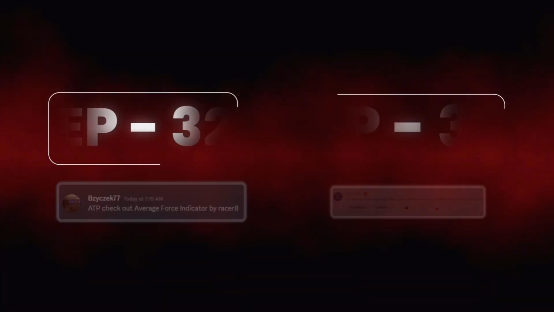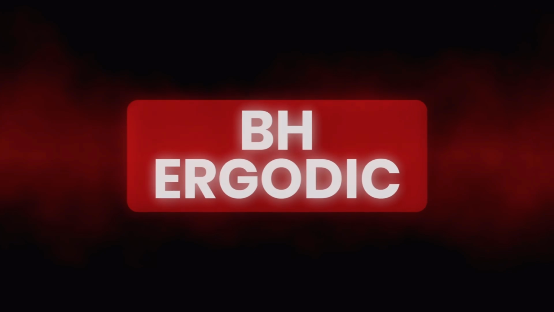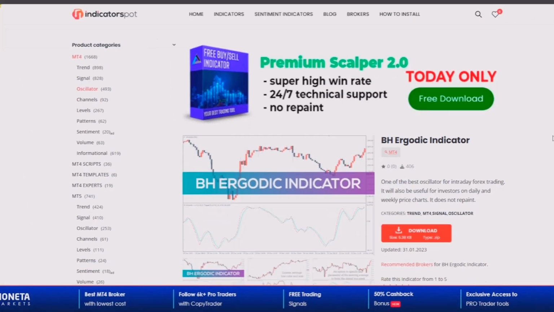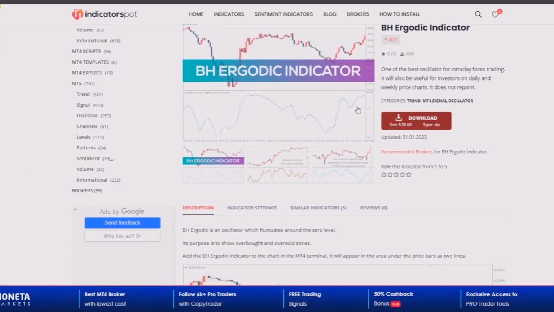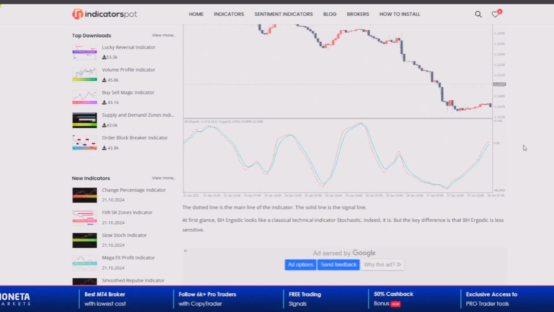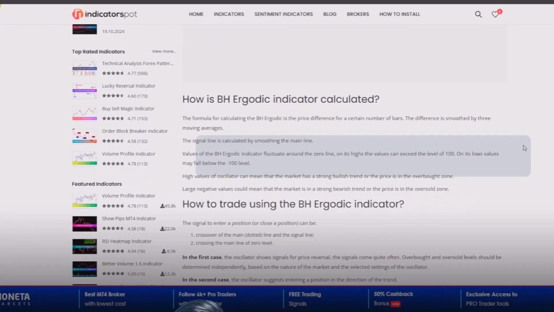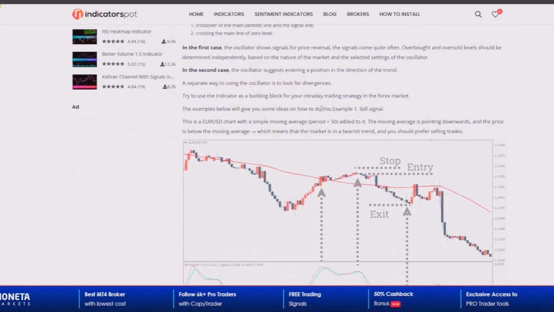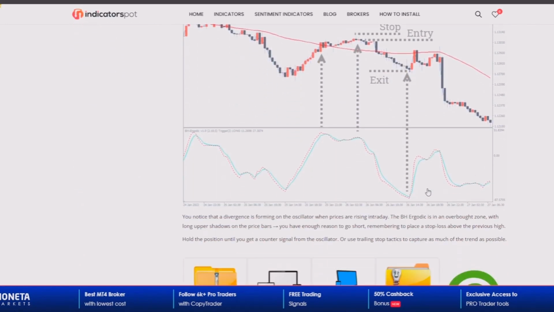This time, unlike previous episodes, this indicator wasn't suggested by one of our subscribers. Instead, I stumbled upon it while browsing a blog called Indicator Spot. The blog, which shares indicators for MetaTrader, piqued my interest with its detailed description of the BH Ergodic, and I knew we had to put it to the test.